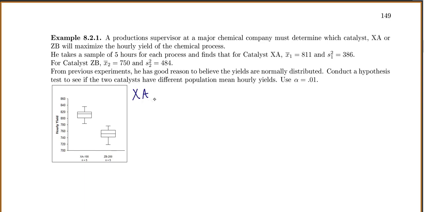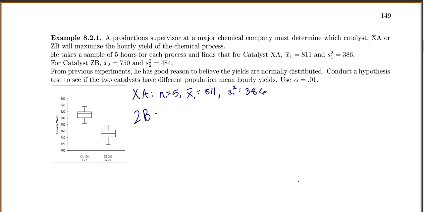So I like to go through and write out all my info. So for catalyst XA, we have a sample size of 5 and a sample mean of 811 and a sample variance of 386.